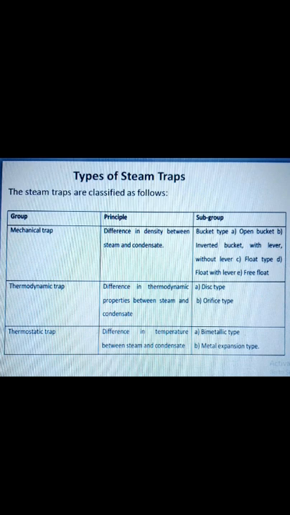Now the last one is the thermodynamic traps. These traps operate on the dynamic principle of steam versus condensate and the use of Bernoulli's principle. When condensate is released through an orifice, the speed increases and a pressure drop occurs. This will flash steam to create higher pressure to close a valve or slow the discharge speed of the trap. The main types of traps in this family are disc, impulse, orifice, or venturi nozzles.